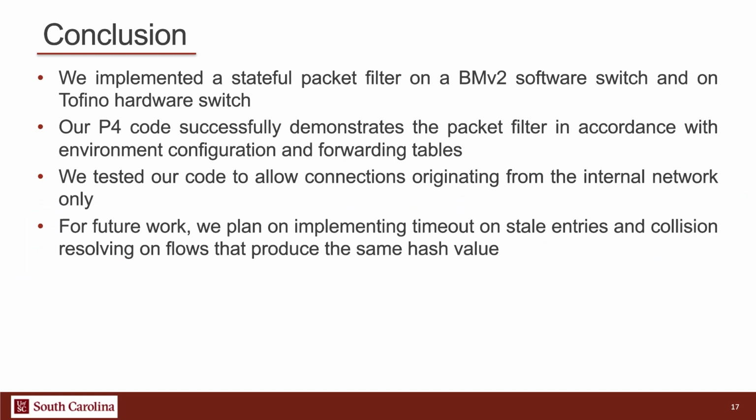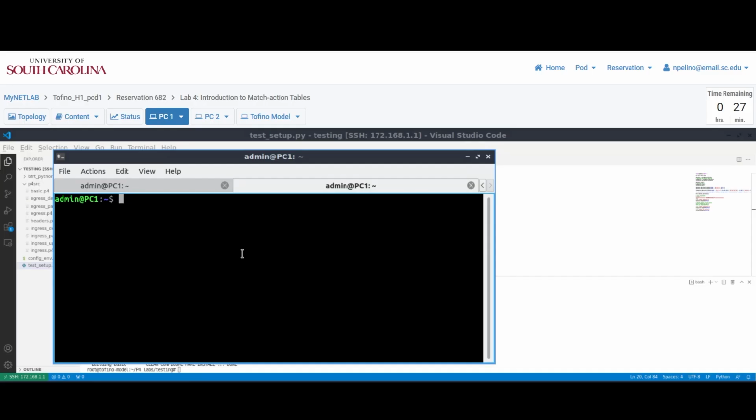As a conclusion of our project, we implemented a stateful packet filter on a BMV2 software switch as well as a Tofino hardware switch. Our P4 code successfully demonstrates the packet filter in accordance with environment configuration and forwarding table rules. We also tested our code to allow connections originating from the internal network and the internal network only. And for our future work, we do plan on implementing timeout on stale entries and collision resolving on flows that produce the same hash value.